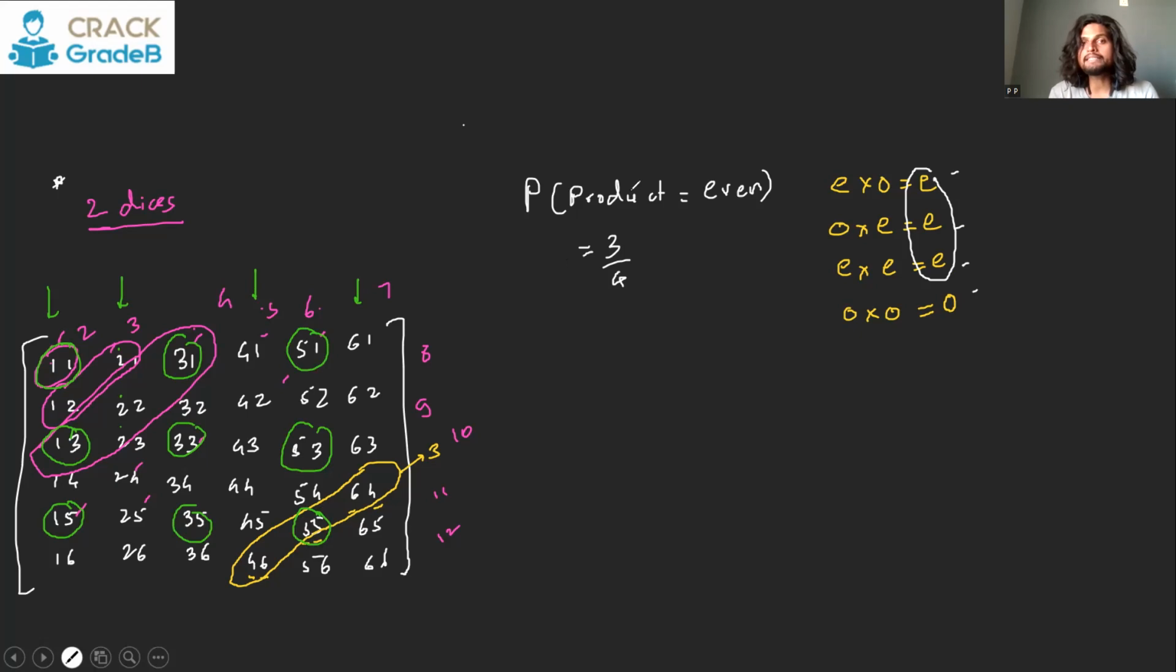So out of the total 36 cases, 9 cases will have odd product. So the remaining 27 will have even product. So 27 favorable cases out of a total of 36 cases will make our probability 3 upon 4. So you can go about it like this also, and if you have the table in front, you can go about it like this also. I hope you got this. Now this is about the dice.